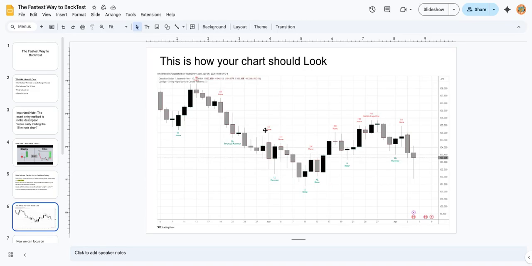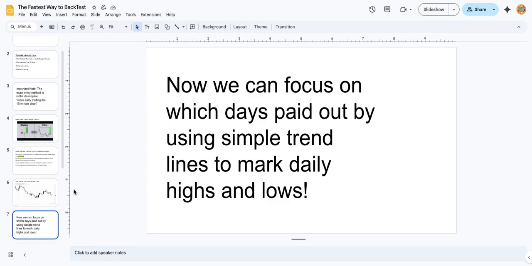And then for shorts, this is the day you're focusing on. All right. So now you can focus on which days paid out by simply, I will use a trend line to mark your daily highs and your daily lows.